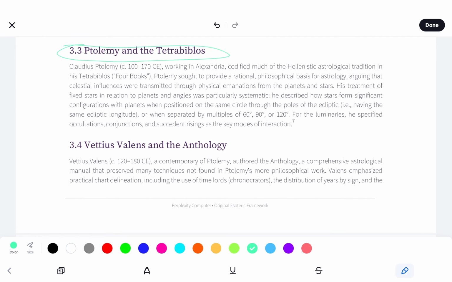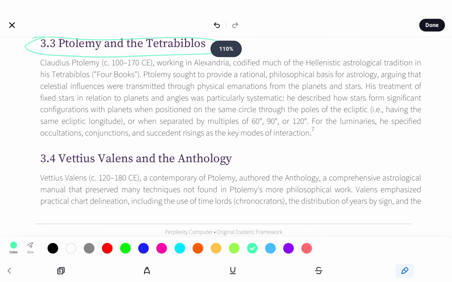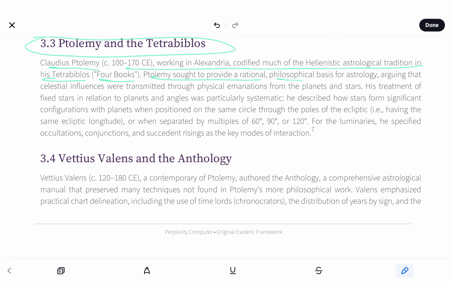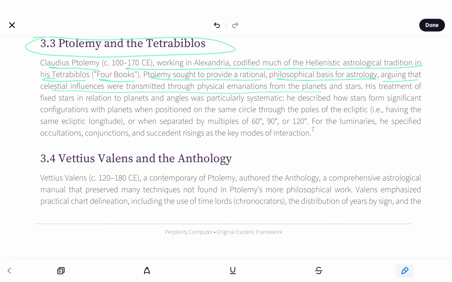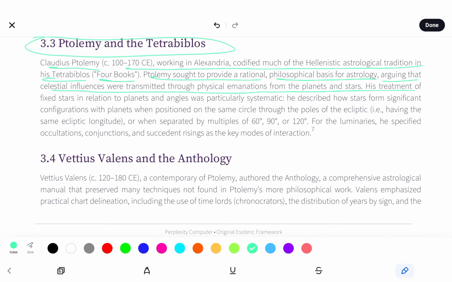Ptolemy and the Tetrabiblos. So, Ptolemy, working in Alexandria, codified much of the Hellenistic astrological tradition in his Tetrabiblos, 4 books. Ptolemy sought to provide a rational philosophical basis for astrology, arguing that celestial influences were transmitted through physical emanations from the planets and stars.